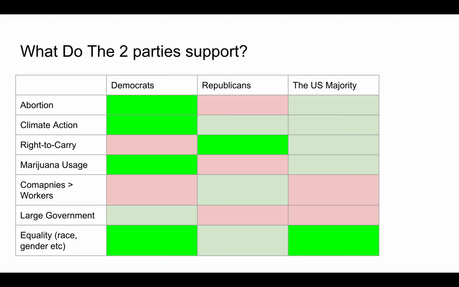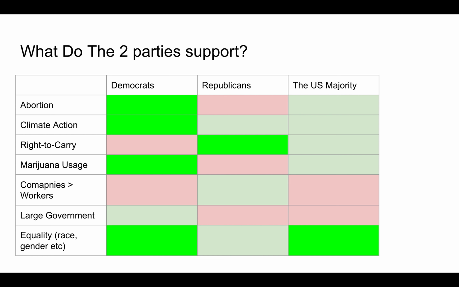Now, the right to carry: Democrats support restrictions. Republicans want pretty much the freedom of carrying firearms in pretty much any place without restrictions. The U.S. majority does lean in favor of firearms, but not as much as Republicans. Marijuana usage, Democrats are very favoring of that issue because they are progressive. Many of the voters are younger, thus they support this issue. Republicans mostly block it because they are more conservative and hold more old-fashioned ideas. The U.S. majority does support this issue, but not as much as Democrats.